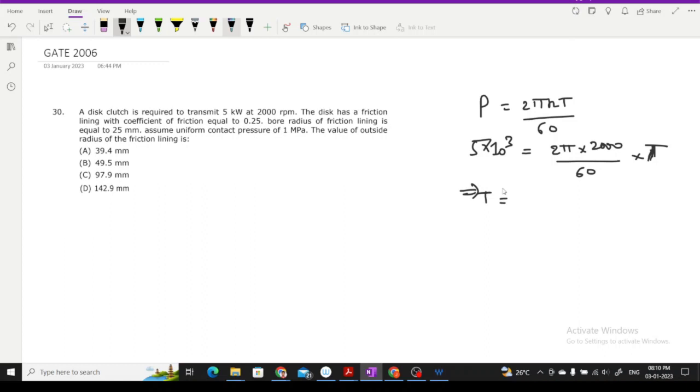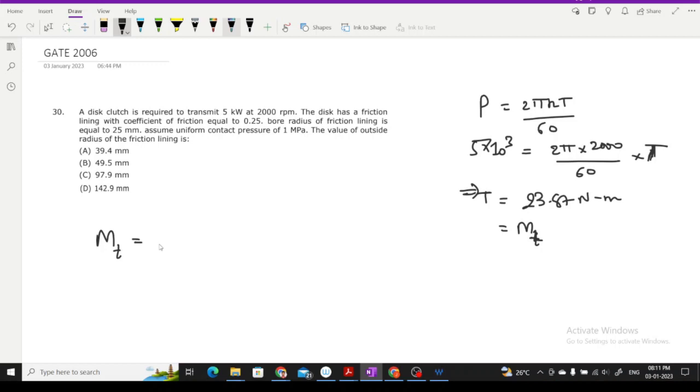Torque is 23.87 Newton meter. Correct. It will be 22.8 centimeter. Right, it is nothing but that T direct. So now once you have T with you, you can write this T in terms of that axial force, right?